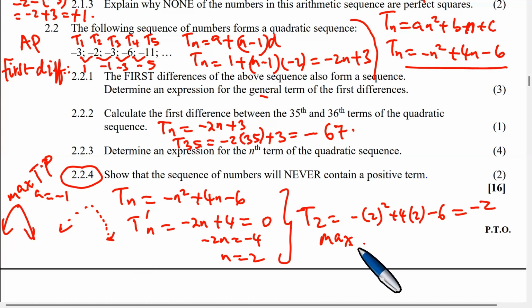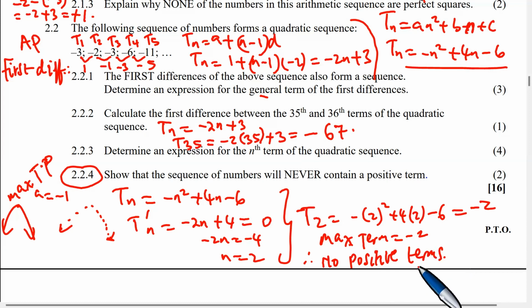So in other words, the maximum term, the minus 2 term, is the biggest one, meaning the rest are smaller. With that said, the maximum term is that, therefore no positive terms. No positive terms. So we do not have any positive terms here.